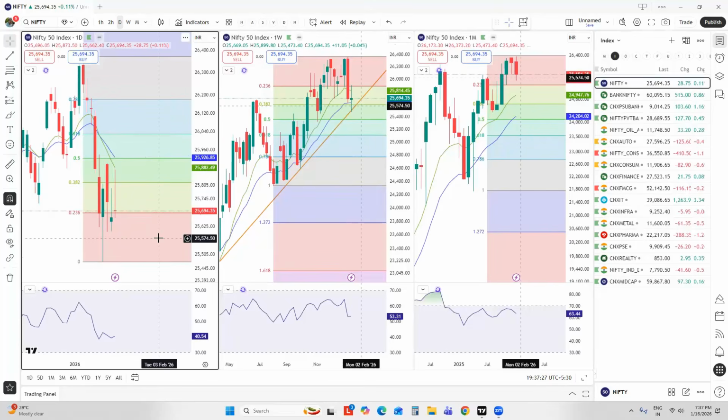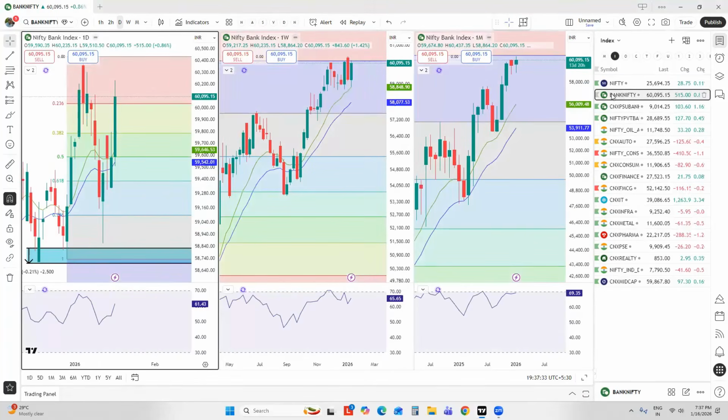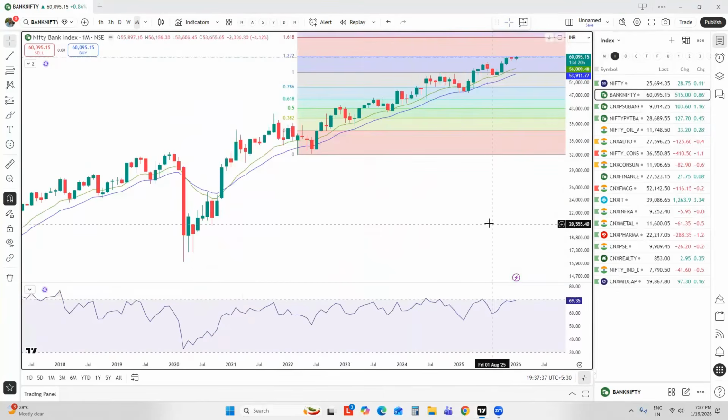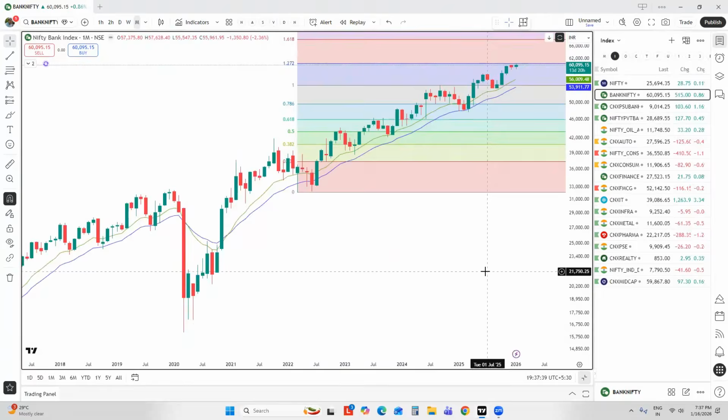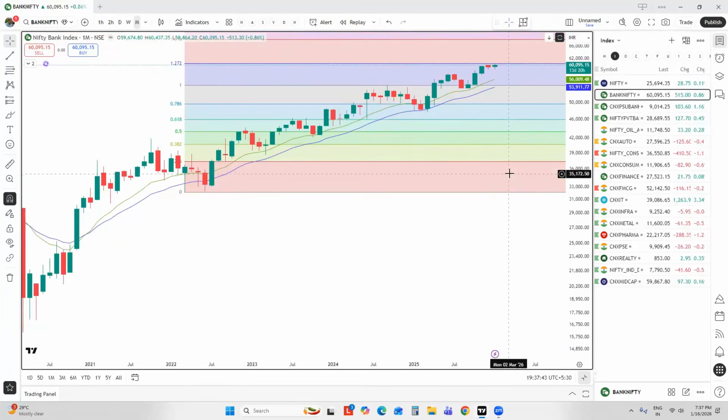This is what we need to understand as of now. Okay, let's have a look at the Bank Nifty. Bank Nifty is holding well thanks to the PSU banking space. In terms of the monthly time frame chart, things are okay. Are we at a resistance? The answer is yes.